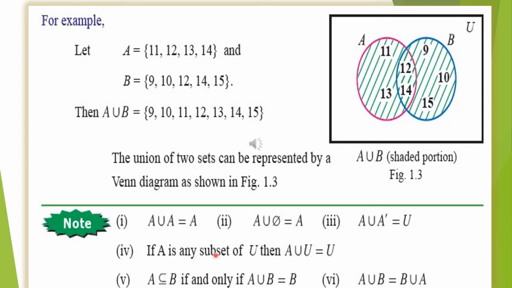If A is any subset of U, then A union U equals U, that is, the universal set. Fifth property: A is a subset of B if and only if A union B equals B. If and only if means that if the first part is given, then the second is proved, and if the second is given, then the first will be proved. Now next property, A union B will be equal to B union A. It means union and intersection both are commutative.